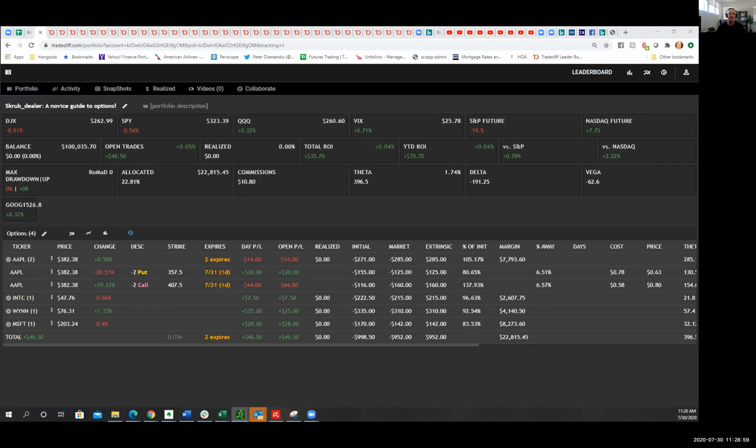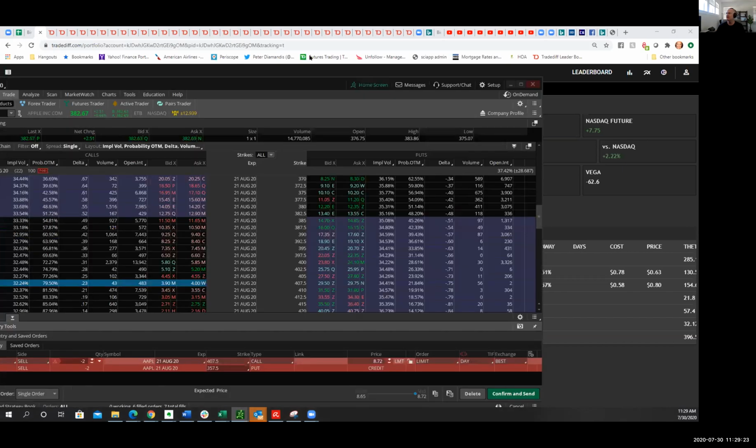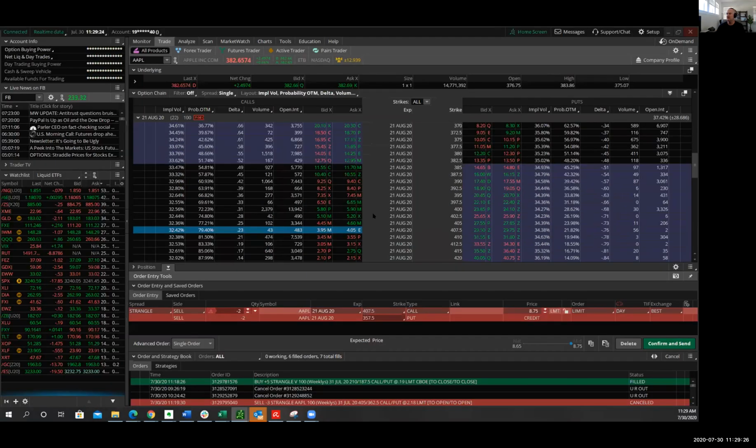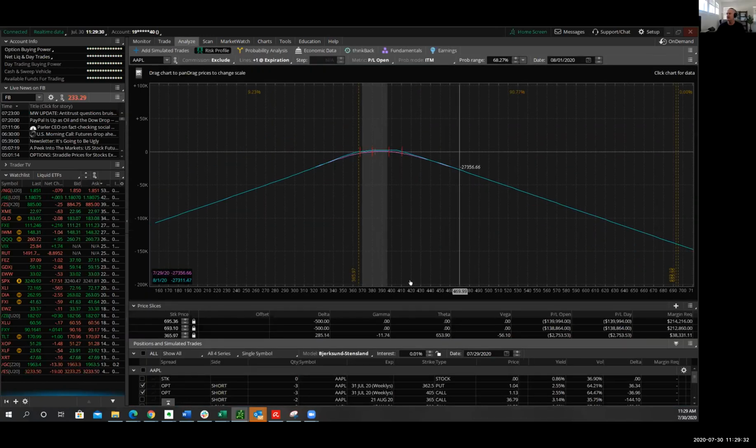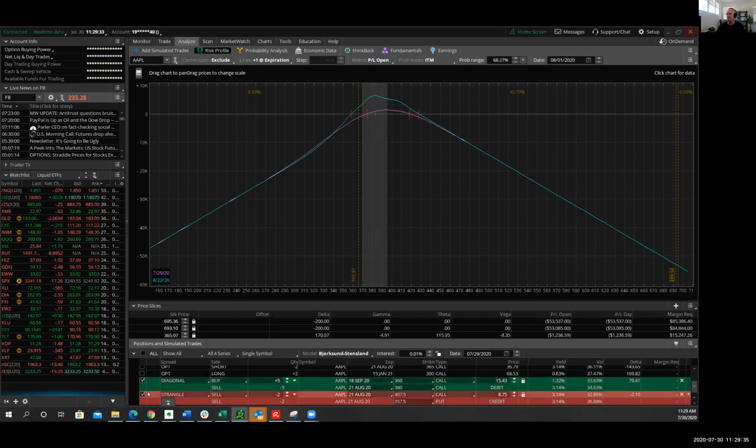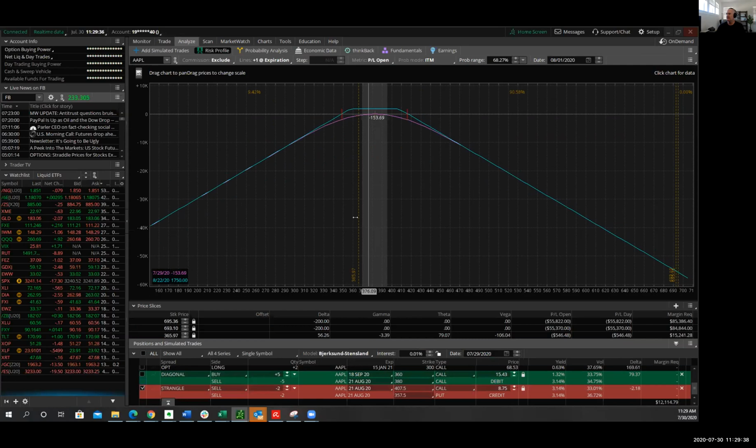I put a little bit different trade on for mine, so let me put that one in. 357.50 and 407.50. And you put in 2 contracts. So let me bring this over here. Tell me when you can see it. So I'm going to click on analyze this trade. And this is what that risk graph looks like.